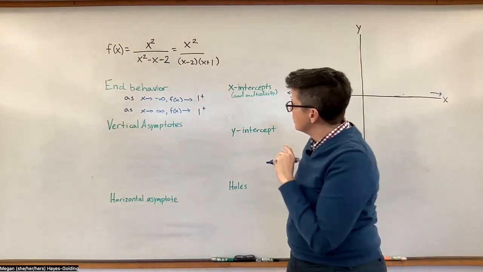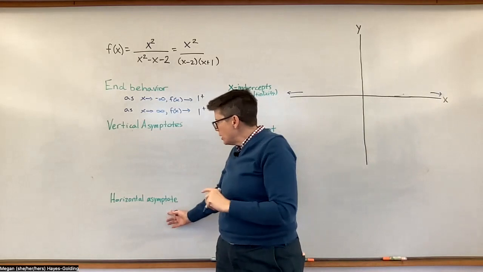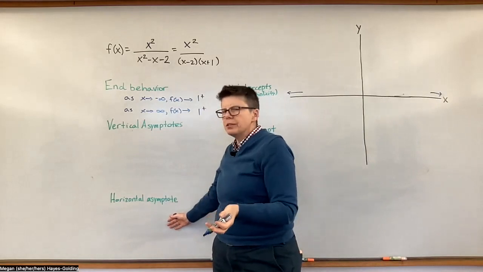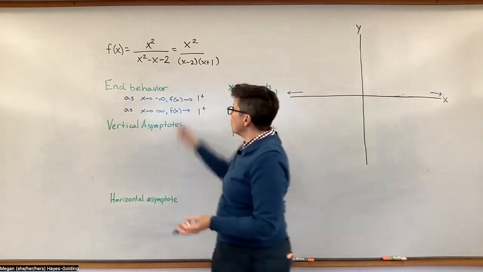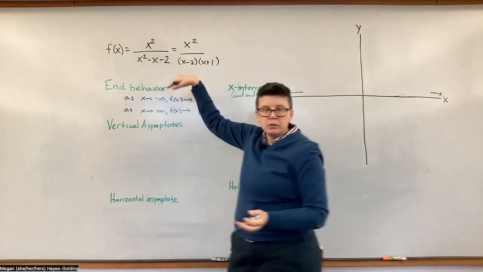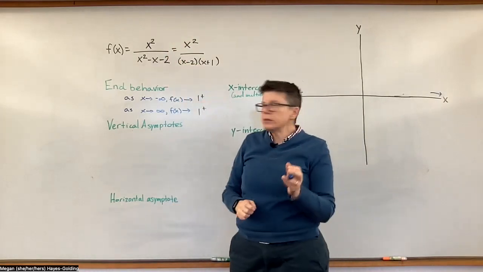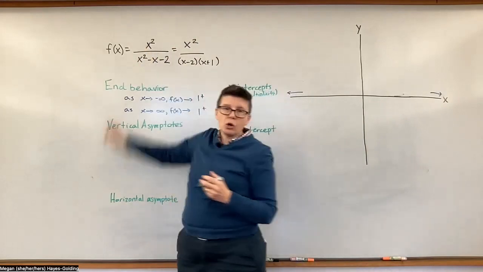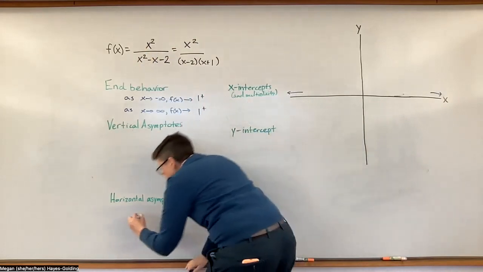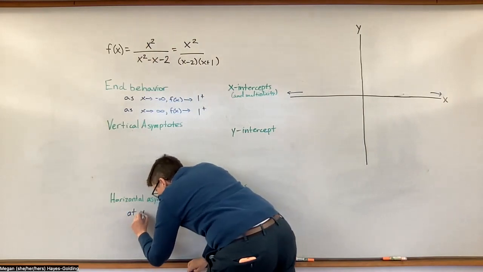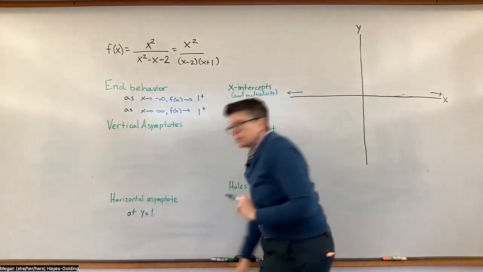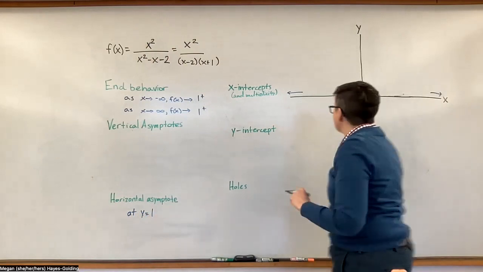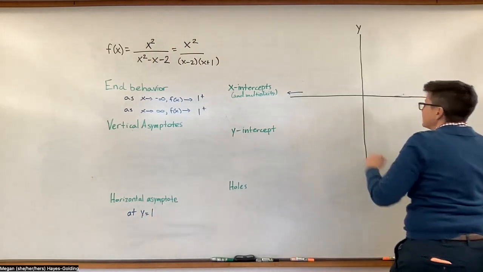What's next? By the way, we've already kind of implied this here, that there's a horizontal asymptote at 1. Because we have an equally weighted function, we have a horizontal asymptote at the ratio of the two leading term coefficients, at y equals 1.